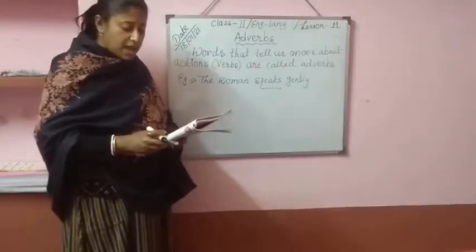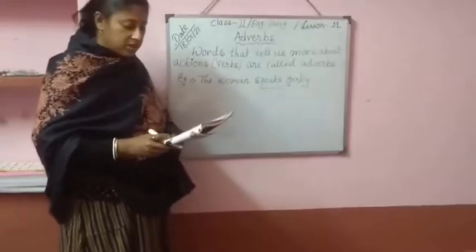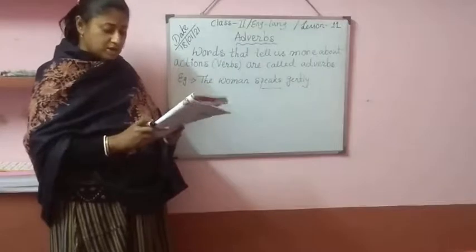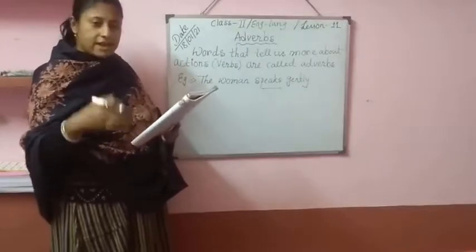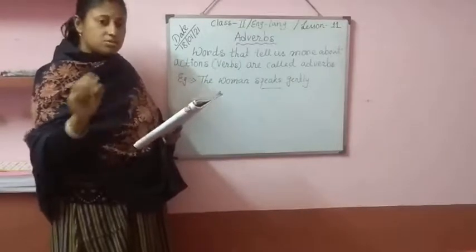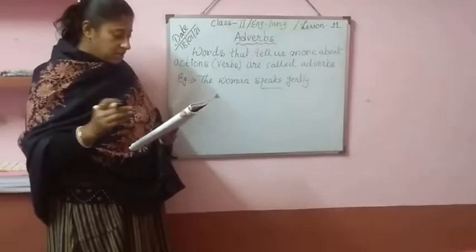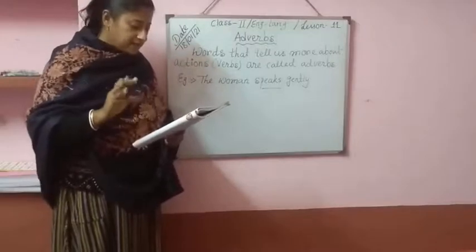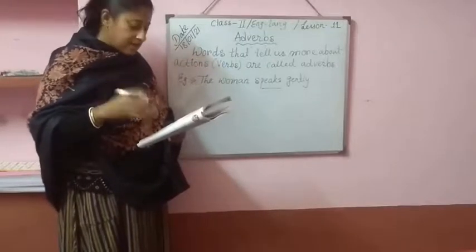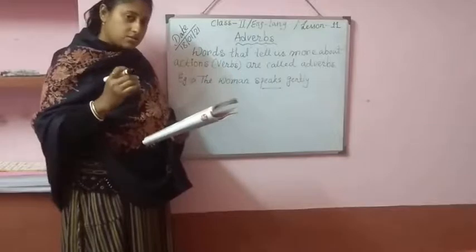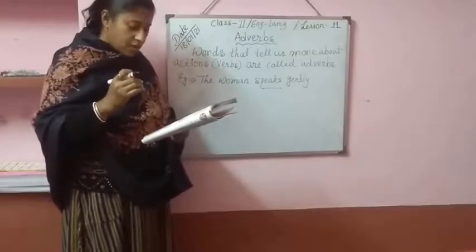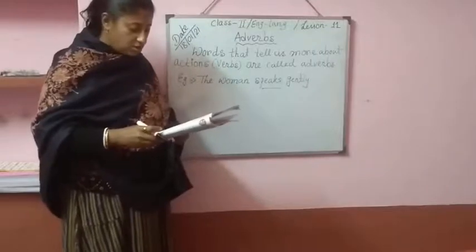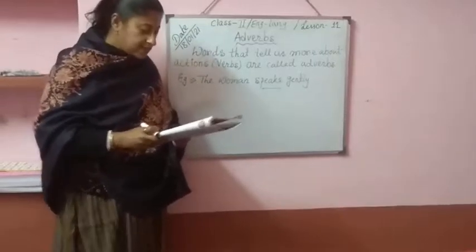Number 3, the koala climbed a tree slowly. The koala climbed, means climb also action word. Slowly, this one also more action word. So, this one adverbs. The giraffe ate green leaves silently. Ate, this one also verbs. Another monkey sat on a stone lazily.